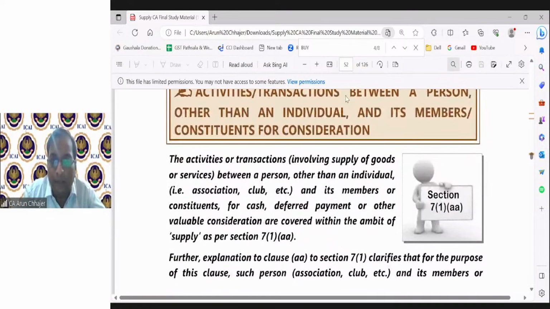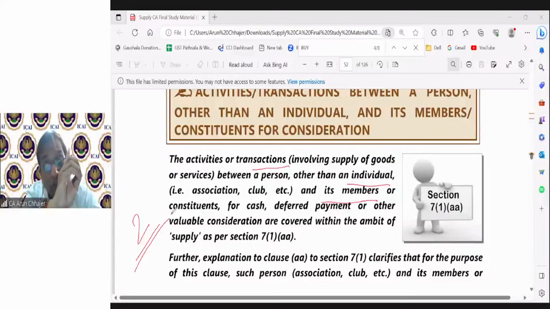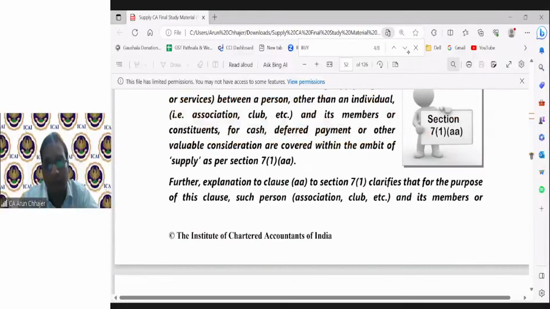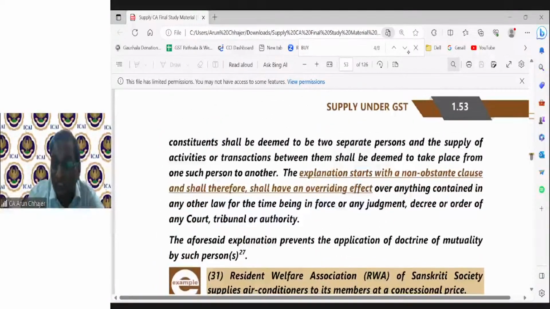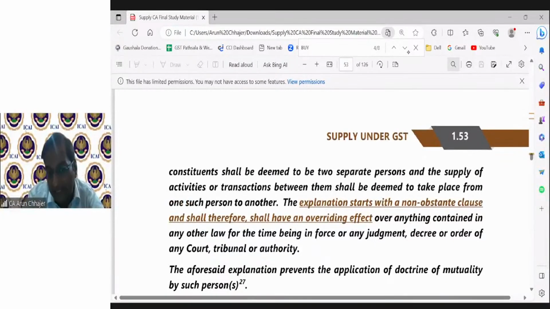You remember that in Section 7 subsection 1 clause (aa), we discussed that an activity or transaction by a person other than an individual to its member would be deemed to be between two separate persons. The explanation talks about this irrespective of, notwithstanding anything contained in any decree, any order of court, tribunal, etc. The association and the member will be considered two separate persons, and there is a supply between them. So they are saying the aforesaid explanation prevents the application of the doctrine of mutuality by such persons.